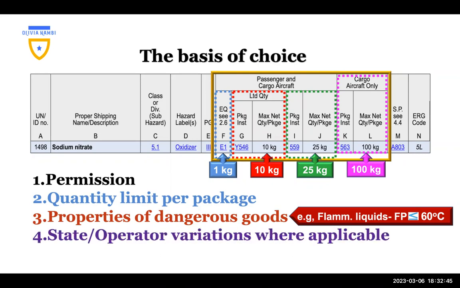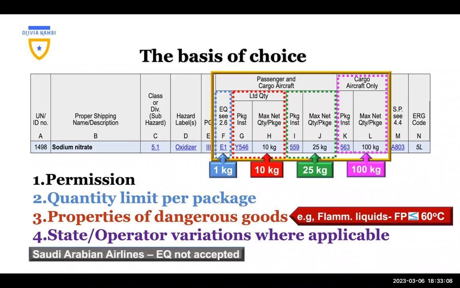Finally, we have the state and operator variations where applicable. This means that you're supposed to check the steps involved and the operators involved. If it's a journey which is going to be completed by more than one operator, then you're supposed to check the variations for each operator. For example, we have that operator there.